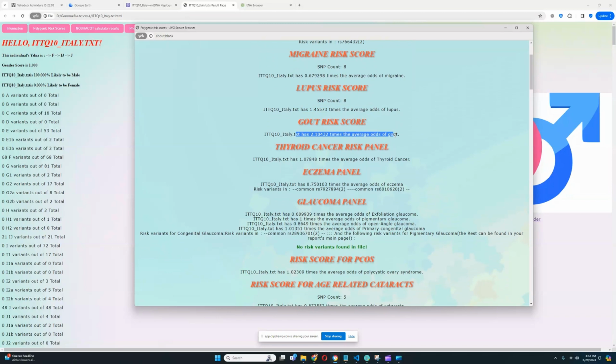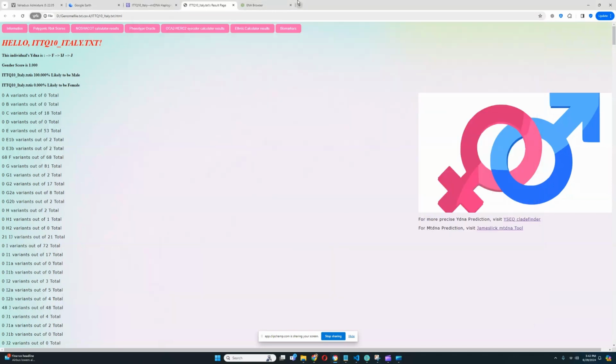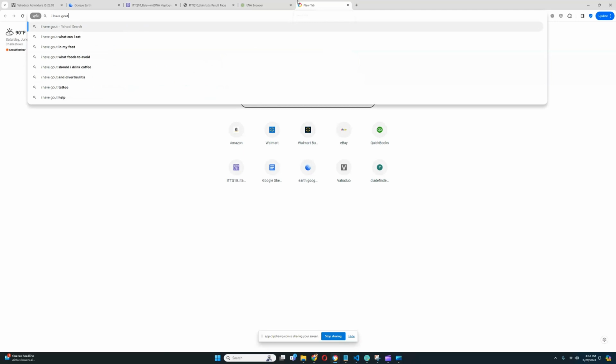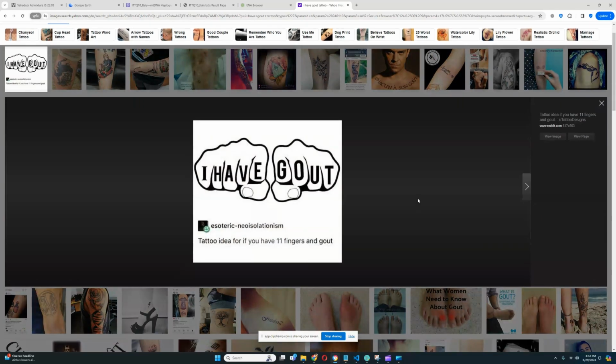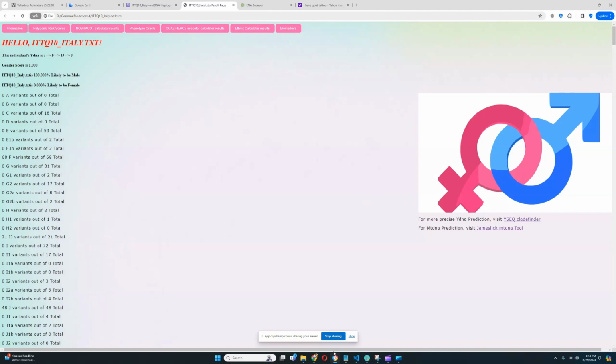It reminds me of that meme. Hold on, let's look it up. I have gout tattoo. Yeah, it reminds me of this meme. Tattoo ID if you have 11 fingers and gout. Yeah, I saw this on Reddit a couple days ago. It's pretty funny. Okay, let's get back to the topic.